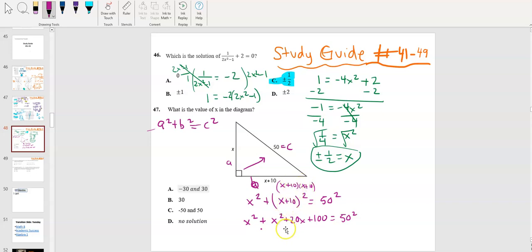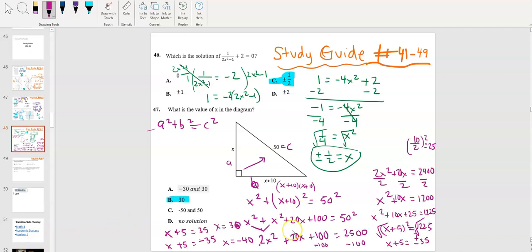I factored this out and multiplied it to get x, right? X times x is x squared. X times 10 is 10x times 2 is 20x. 10 times 10 is 100. Then I did the square root of 50. Okay, and that is where we're going to continue on from here, and we're basically just going to solve until we can get a quadratic formula that we can solve easily.